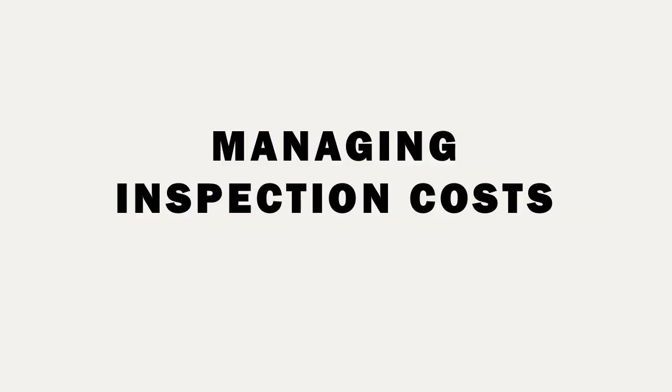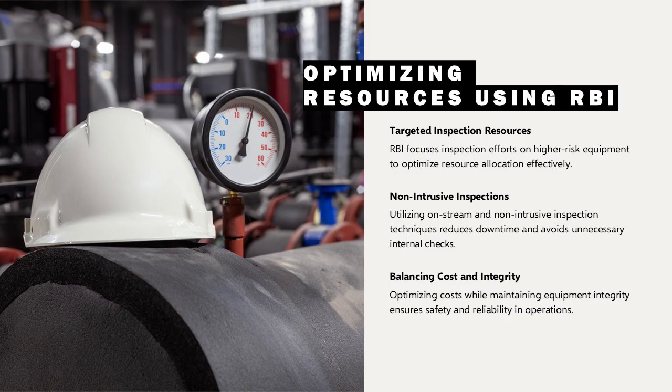Managing inspection costs: optimizing resources using RBI. Risk-based inspection enables more effective management of inspection costs by directing resources to higher-risk equipment and reducing effort where inspection adds little value. By identifying opportunities for non-intrusive, on-stream inspection, organizations can reduce downtime, avoid unnecessary internal inspections, and improve unit availability. Cost optimization should never compromise equipment integrity. Instead, the goal is to achieve the greatest risk reduction per unit of inspection effort while maintaining safety and reliability.